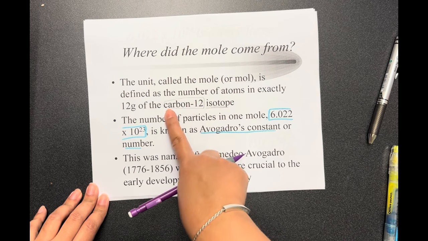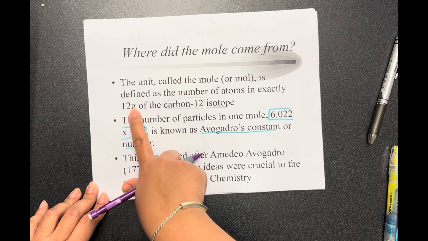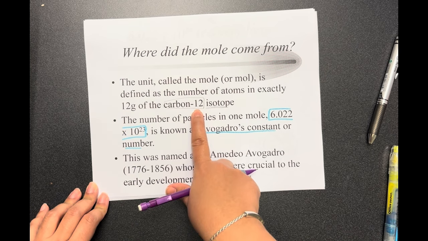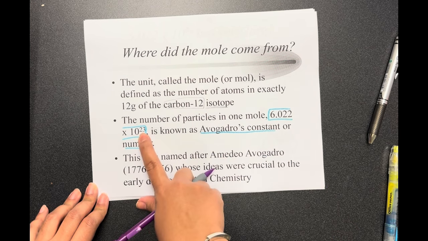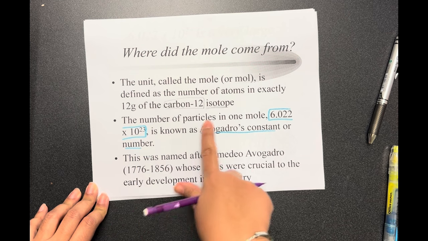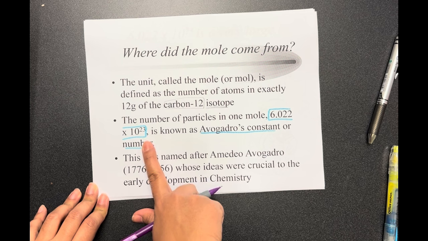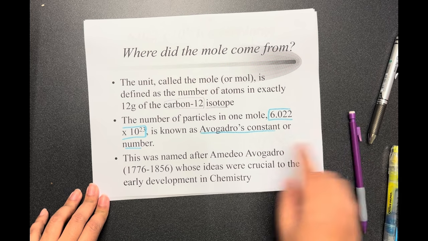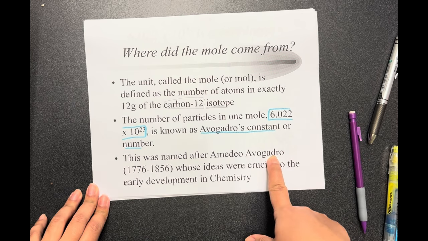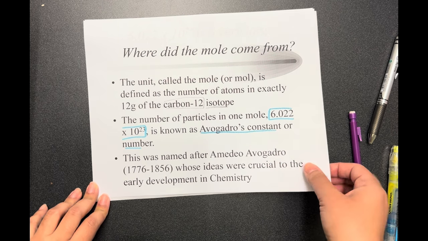So what they did is they got the carbon-12 isotope, carbon that only weighs 12 amu, or atomic mass units, and they got 12 grams of the carbon and counted how many atoms of carbon there were, and there were 6.022 times 10 to the 23 atoms in there. So the number of particles in 1 mole equals 6.022 times 10 to the 23. This number is also known as Avogadro's number or Avogadro's constant, named after Amedeo Avogadro, whose ideas were crucial in the early development of chemistry.